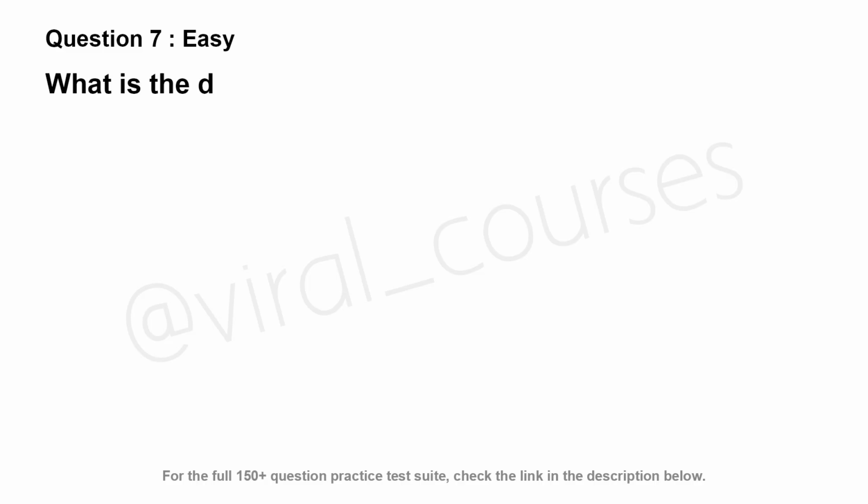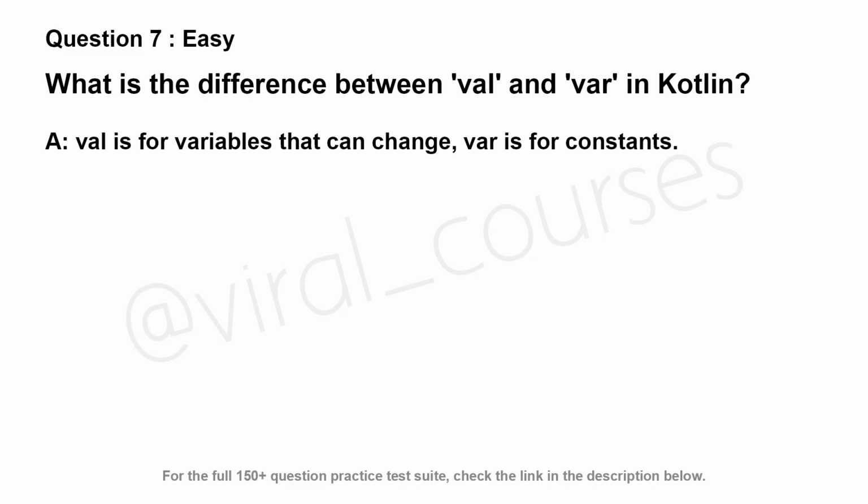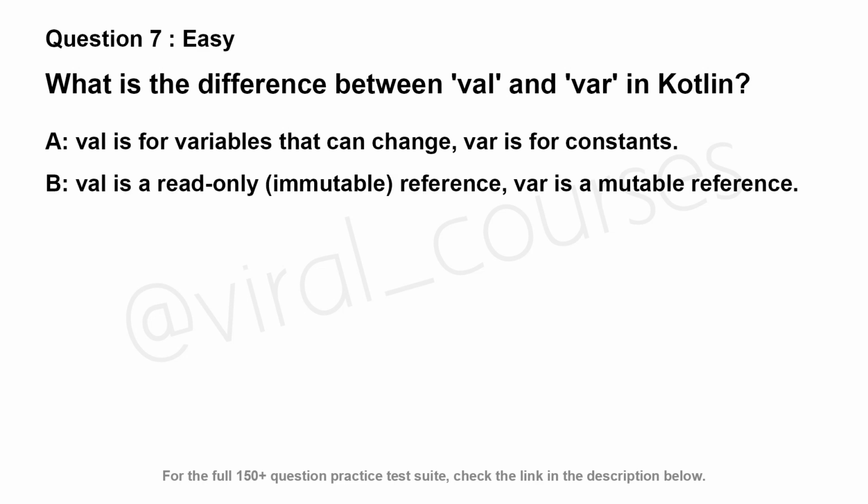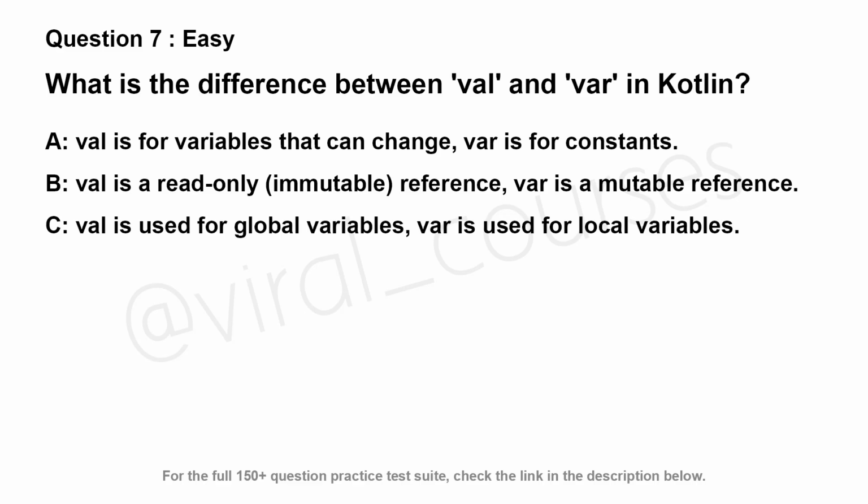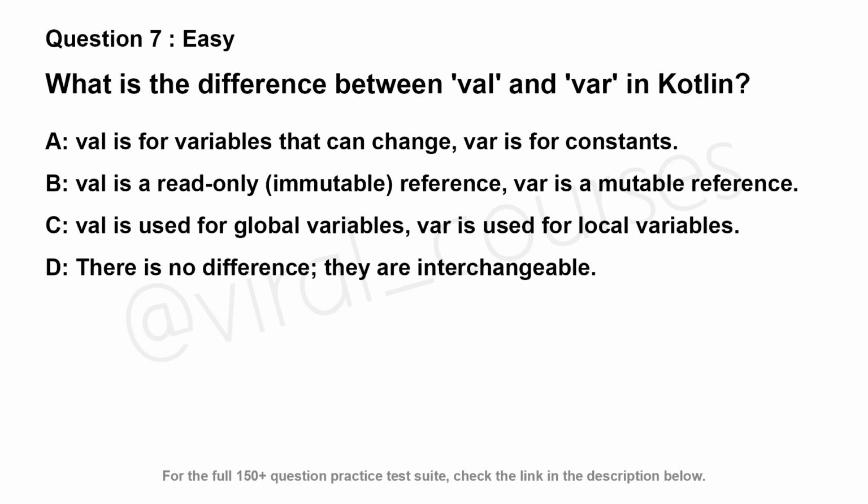What is the difference between val and var in Kotlin? Option A. Val is for variables that can change. Var is for constants. Option B. Val is a read-only, immutable reference. Var is a mutable reference. Option C. Val is used for global variables. Var is used for local variables. Option D. There is no difference. They are interchangeable.